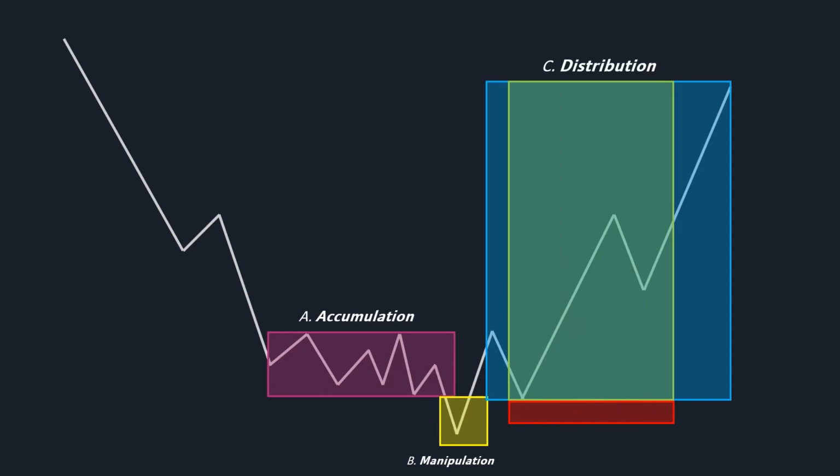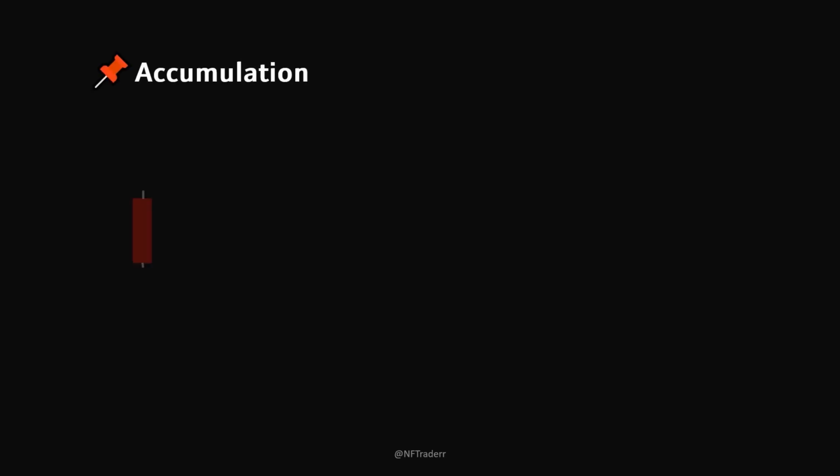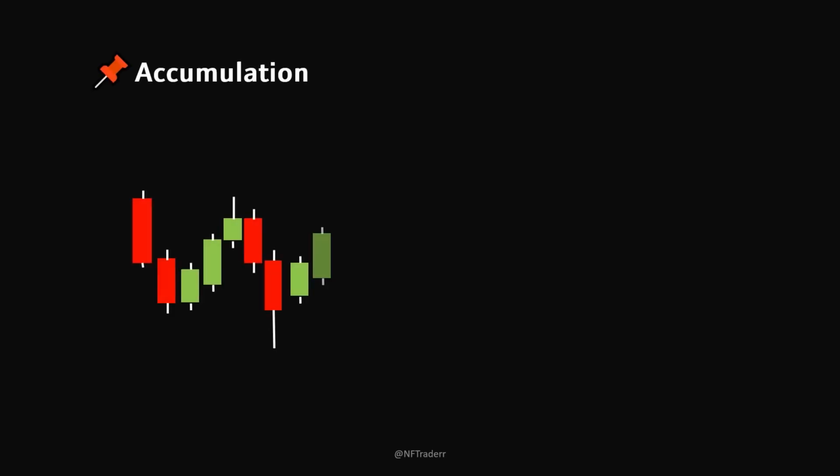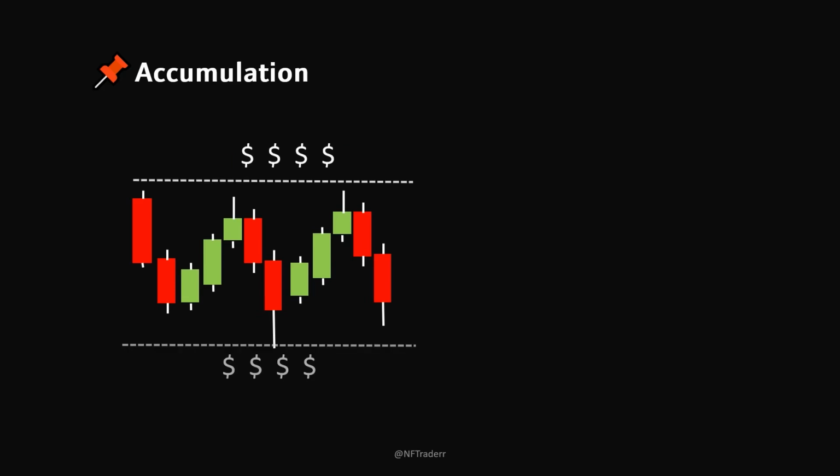Next, let's talk about the three phases of PO3. Number 1 is accumulation. Accumulation refers to the phase where smart money or large institutions accumulate positions. Price moves inside a clear trading range and shows no willingness to move significantly higher or lower. The price forms equal highs and lows, gathering stop losses and liquidity above or below these boundaries.